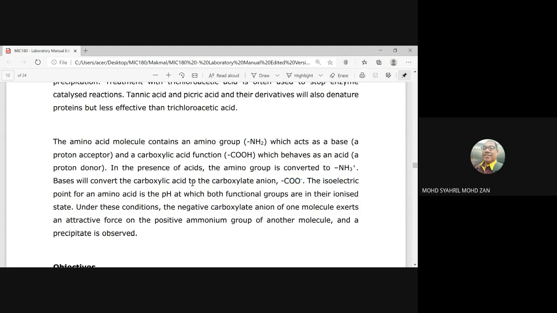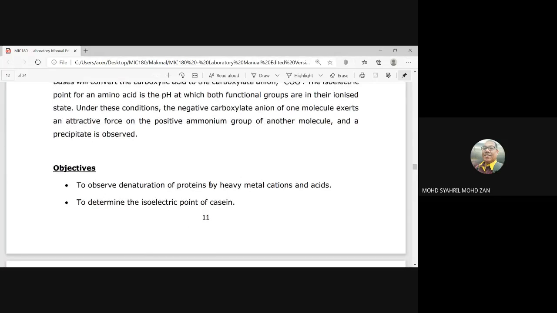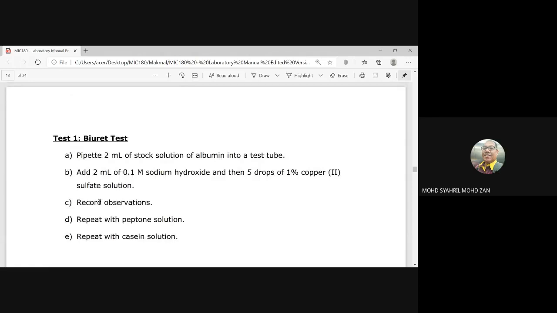So we quickly go for the experiment. The objective is to observe denaturation of proteins by heavy metal cations and acids. Number 2 is to determine the isoelectric point of amino acids. So the first experiment is to detect the presence of protein. Number 1, we are using a Biuret test.